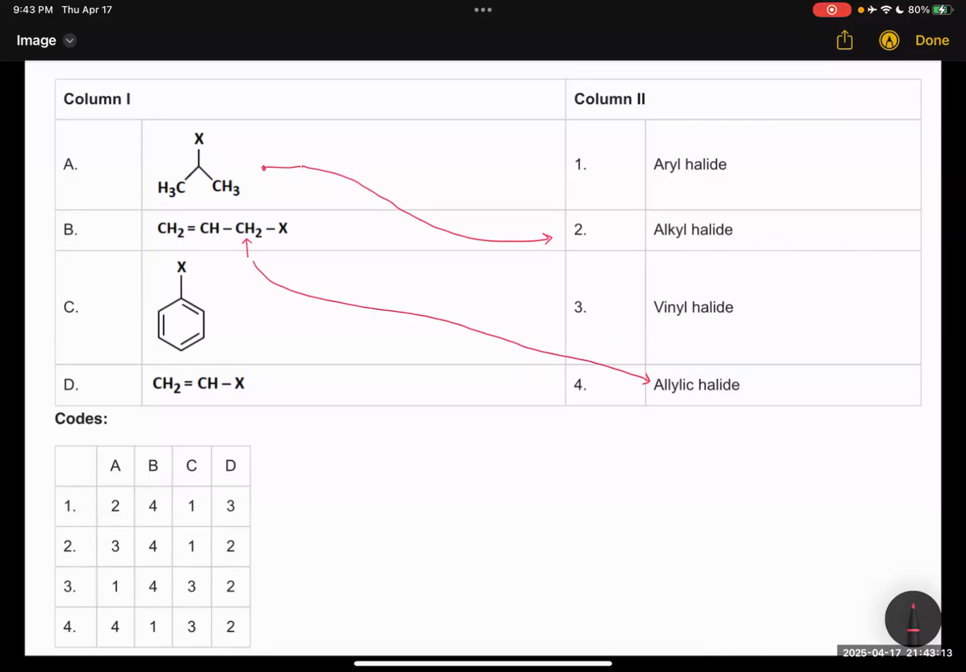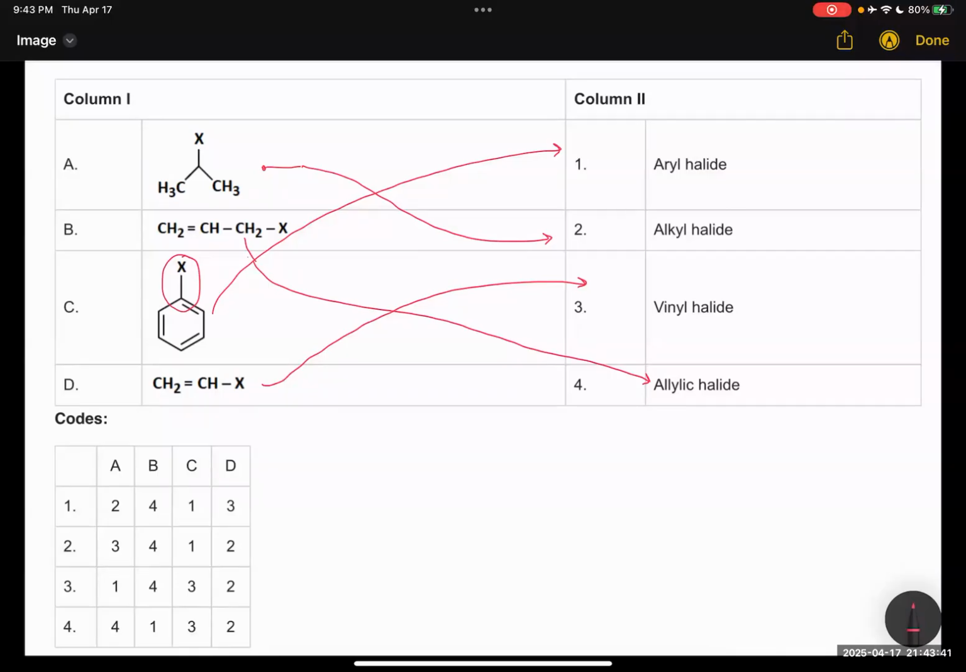Yes, sir. This is aromatic halide because the halide is directly connected to the benzene ring. Aromatic means benzene, aryl halide. And Jasmine, if it is not an aromatic ring, if it's just the double bond, the carbon atom of the double bond is vinylic carbon. Got it? Is that clear or not? Yes, sir.